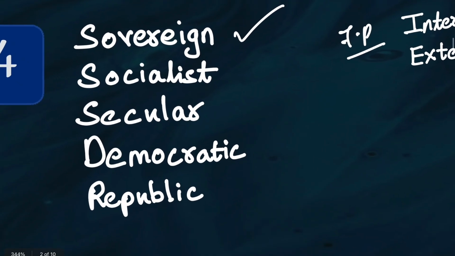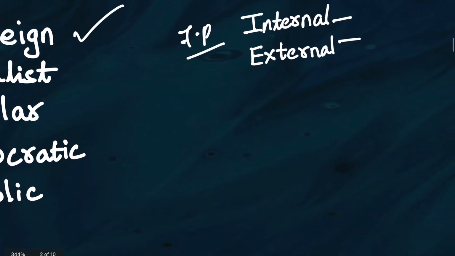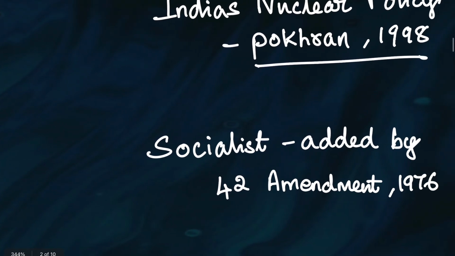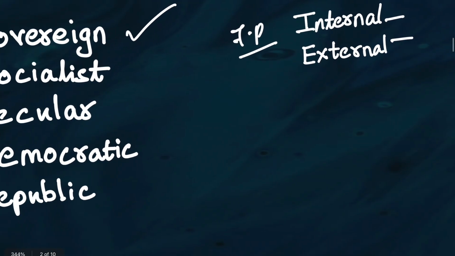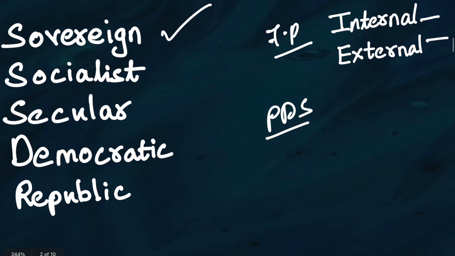The next one is socialist. India strives for social and economic equality for all its citizens. This term was added by the 42nd Amendment Act, 1976, to emphasize reducing inequality in society. An example is the Public Distribution System, the PDS, which ensures that the poor have access to essential goods at subsidized rates, reflecting the socialistic principle.